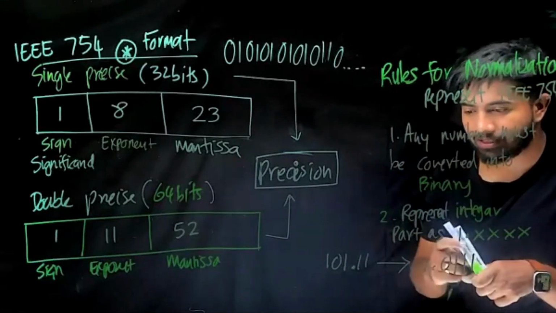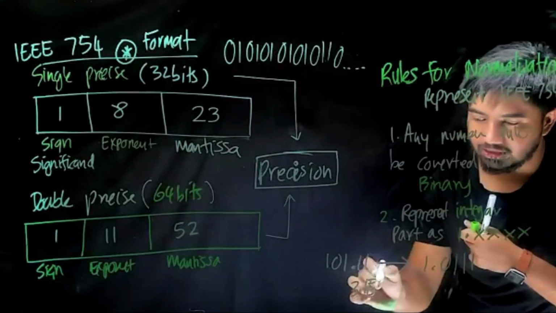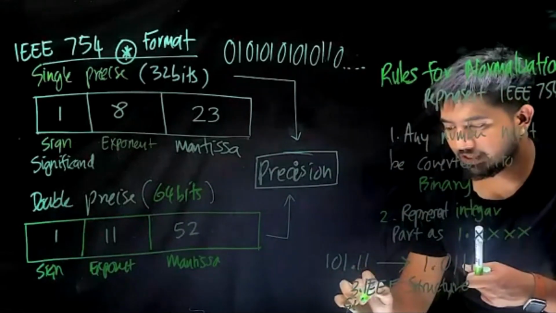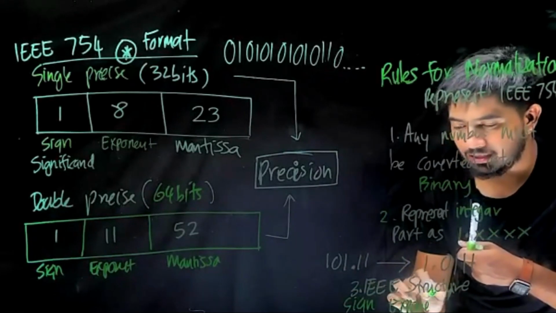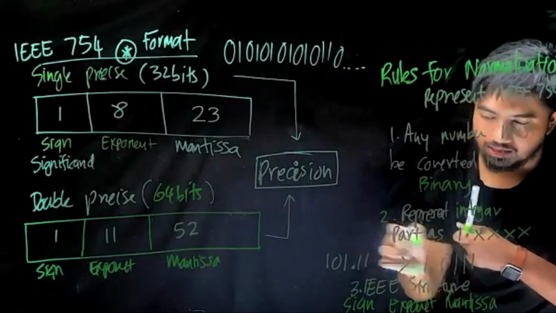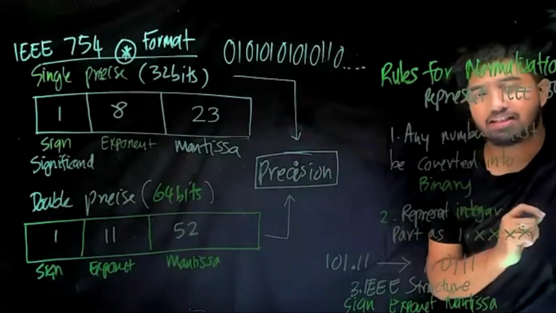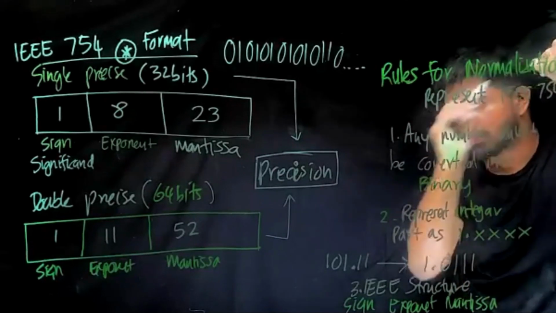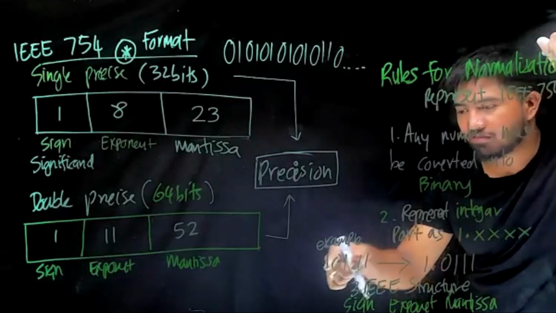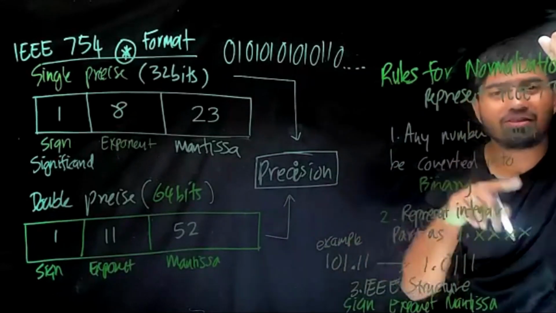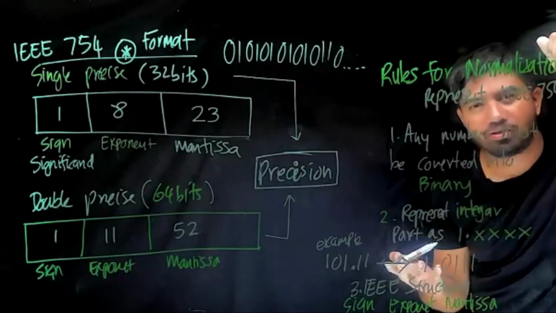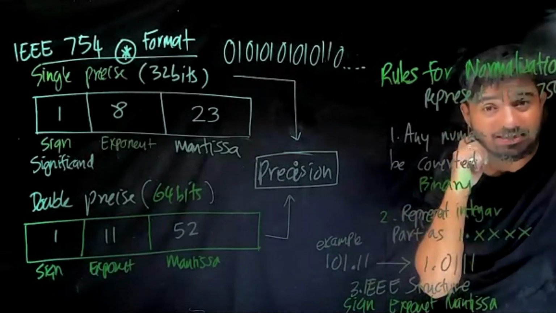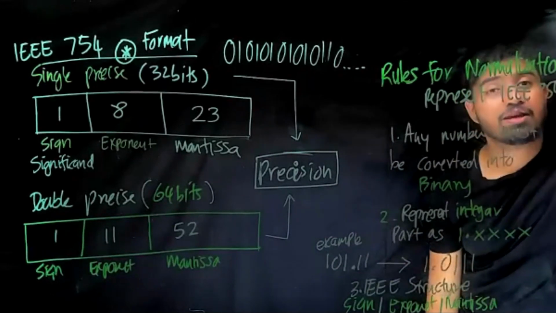Third step is the IEEE structure: sign, exponent, mantissa. First thing is convert any number into binary. Represent the integer part as 1 point anything. For example, if I have 1010.11, you should convert it to 1 point anything. If you already have 1 point something, just keep it as it is. Then the IEEE structure is sign, exponent, mantissa.